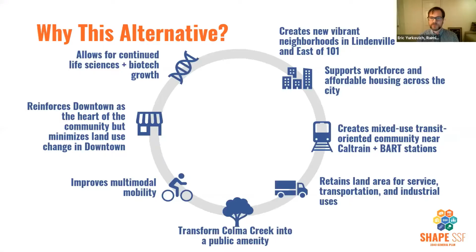So now we're going to talk a little bit about that preferred alternative. Tonight, before we get to the specifics of the map, I want to talk a little bit about the outcomes, or the why, of the alternative itself. So first of all, we heard a lot about wanting to make sure that we allow life sciences and biotech to continue to grow in the future. So the preferred land use plan allows those areas to both grow a little bit, but also to intensify. And by allowing them to intensify over time, it allows this opportunity to retain land area for services, transportation, and industrial uses, both in the east of 101 area and then in the Lindenville area as well.